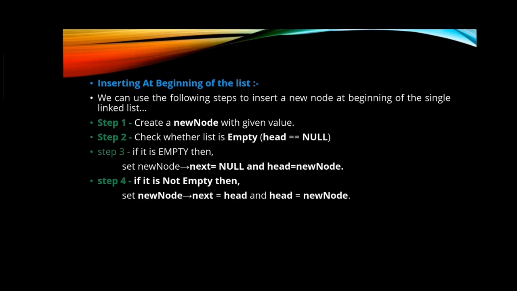At first, create a new node with a given value and check whether the list is empty, such that whether the head value is equal to null. If it is empty, then set new node of link part equal to null and head equal to new node. If it is not empty, then set new node of link part equal to head and assign the head value is new node.